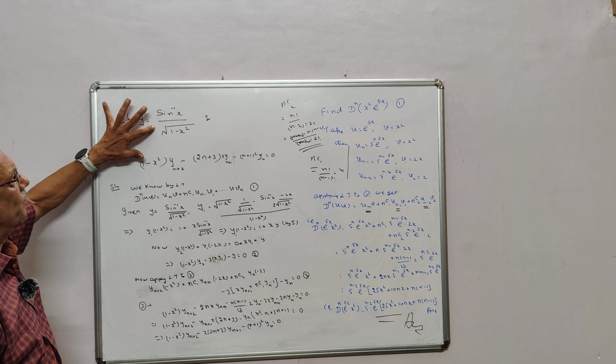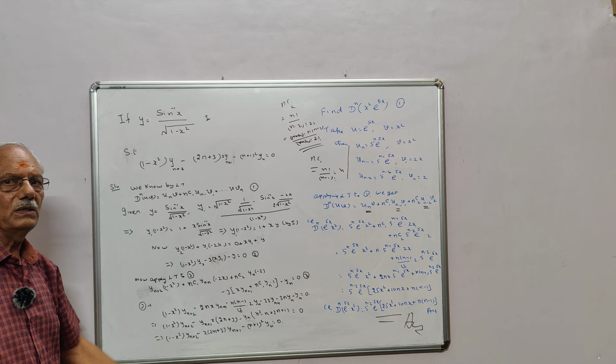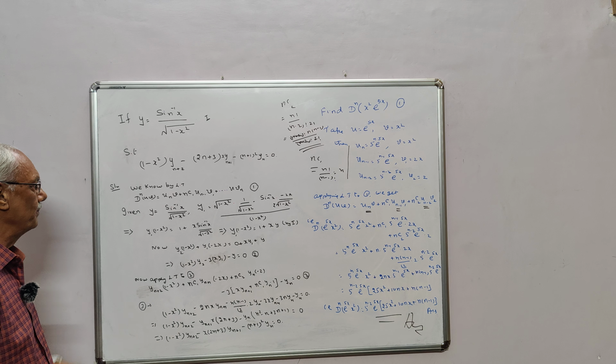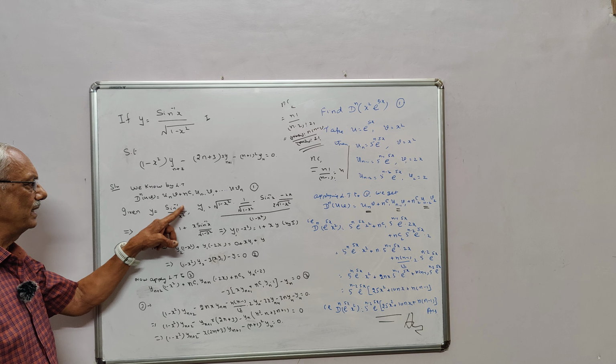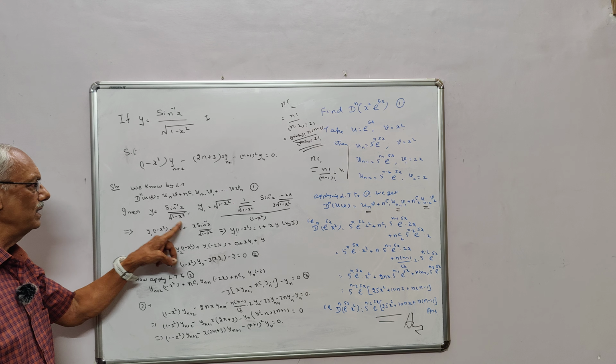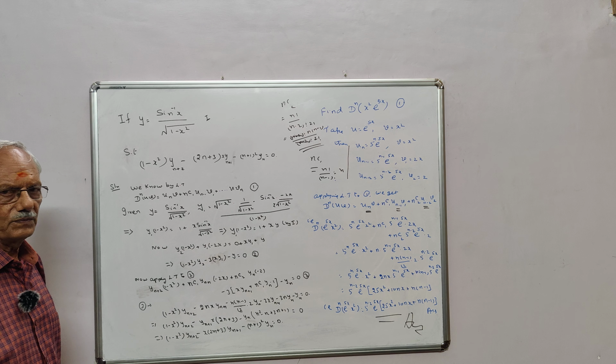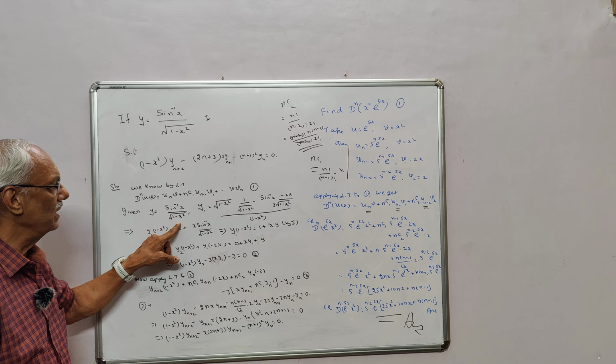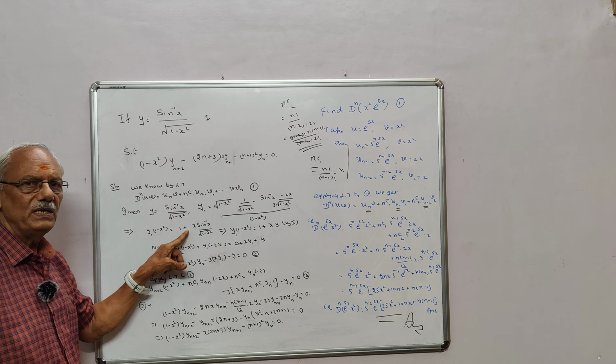Now I am going to apply, what is this, Leibniz theorem? I have written this Leibniz theorem in order to make you understand that this will be applied to the problem. That's what I am going to do. Okay. Now y is equal to sine minus 1 of x divided by square root of 1 minus x squared. Now you find out the first derivative. You apply the u by v, that is the quotient rule.